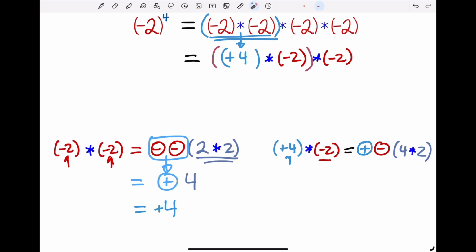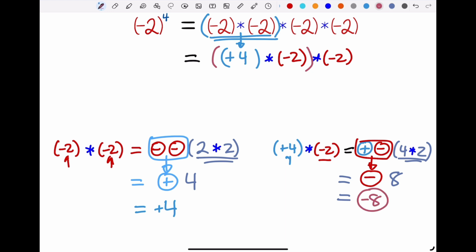Since we have a positive and a negative sign, we have 2 different signs, and that means our answer is going to be negative. And we know that 4 times 2 equals 8. So putting this all together, our answer is going to be negative 8. So that means we can replace this 4 and negative 2 with its answer of negative 8. So now we have negative 8.